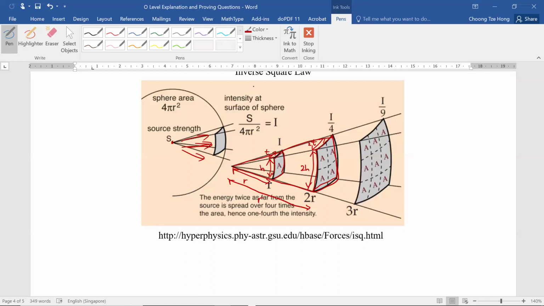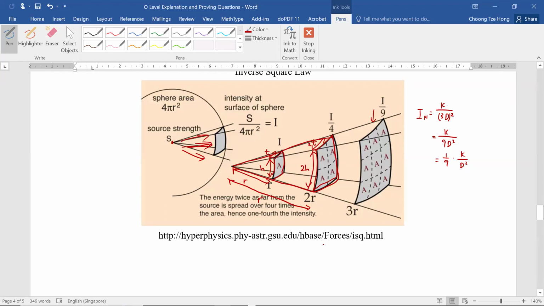Then what happens if you triple the distance? The new intensity I equals K over triple the distance squared. That becomes 9d squared, which is 1 over 9 of the original intensity. So the area becomes 9 times bigger, and the intensity is 9 times lesser. This is the famous inverse square law, and it applies to a lot of things.